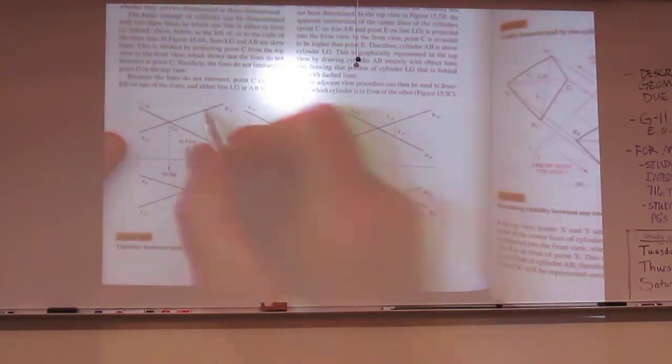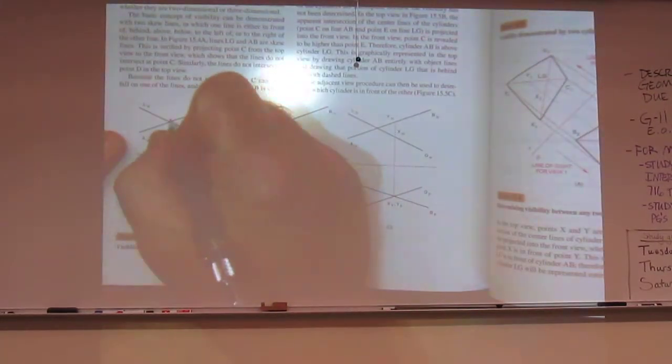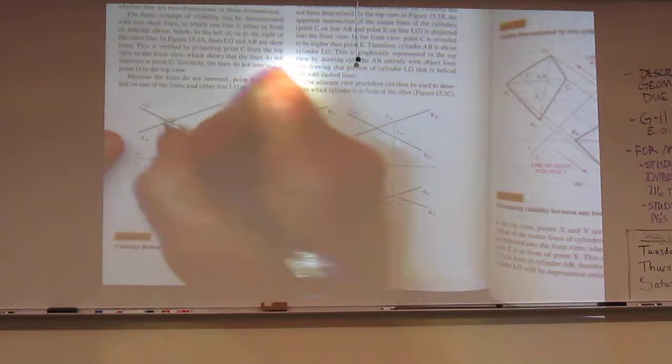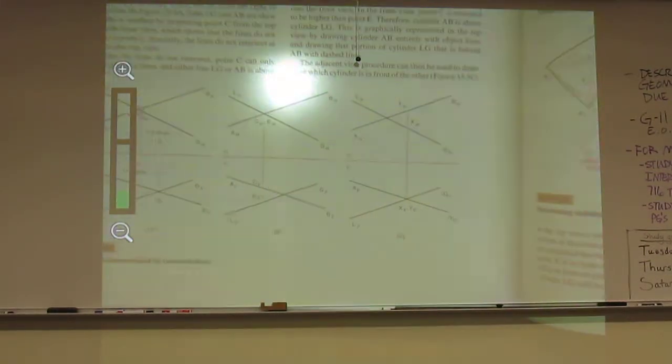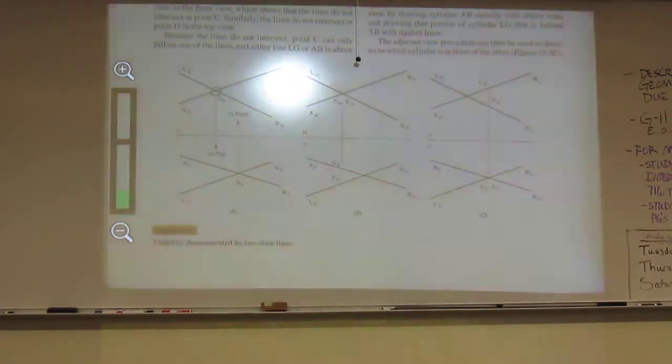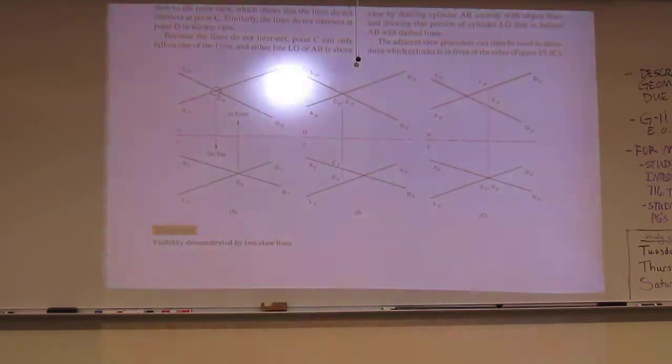Now, if I look at this, I see that AB and LH, if they're going to intersect, they will intersect right there. Is that correct? You kind of see that? Yeah. Now, do they intersect there? We don't really know. Not from one view.